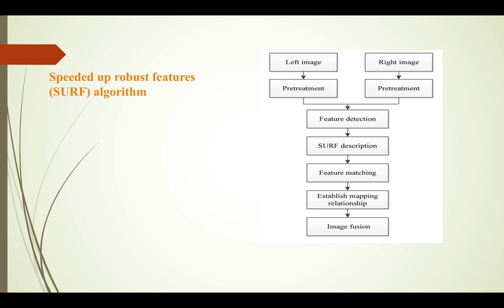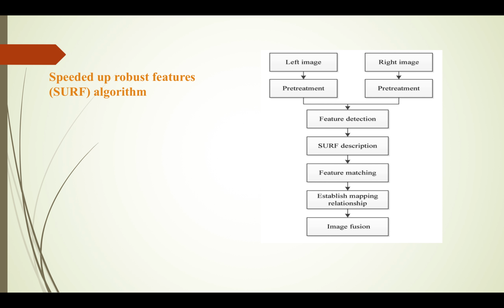SURF is Speeded Up Robust Features. It has five steps: feature detection, feature point description, feature point matching, mapping relation establishment, and image fusion. The method finds the initial corresponding matching points which have the least distance, which is used after extraction of feature points using SURF.